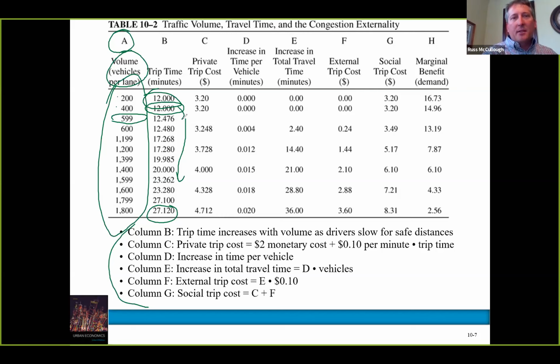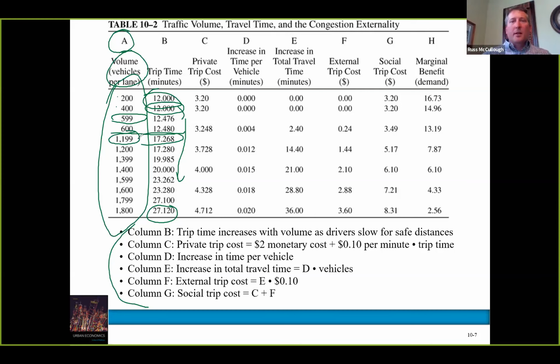Now, this isn't too big of a deal, right? We're talking 12.47 minutes. So even when we get up to 600 right here, we've only added less than a minute onto our commute, which isn't too bad, right? We start to see a little bit of traffic, maybe traffic starts to slow down, but it's not until we get up to this level where it's maybe stop and go, bumper to bumper a few times, and then of course it only gets worse as we increase traffic.